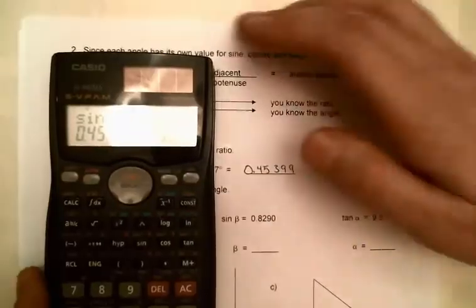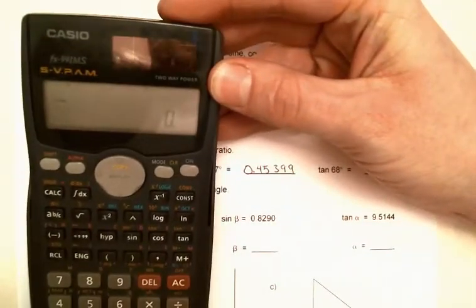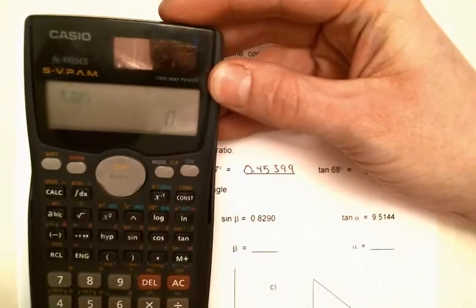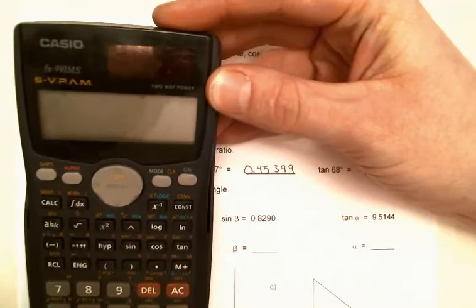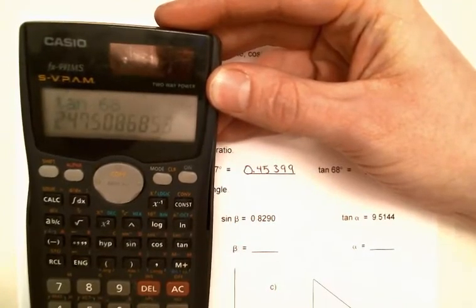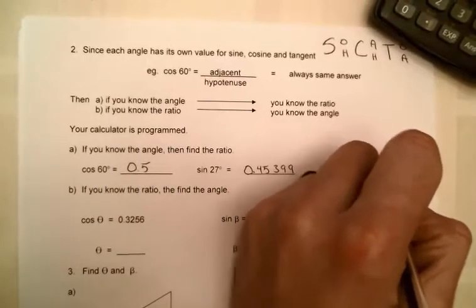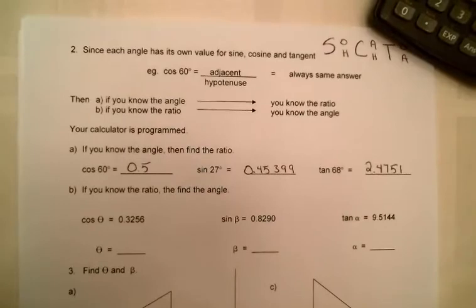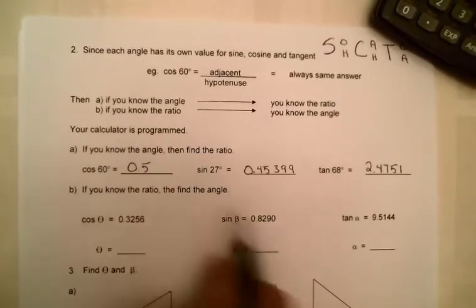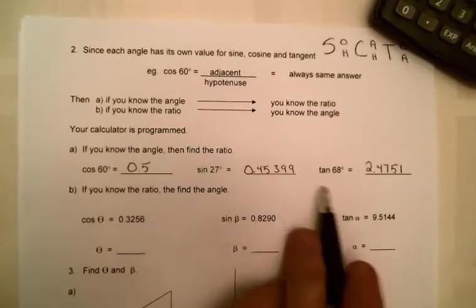And then I can do tan. There's my tan button of 68. 2.4751, I'll round it. You always want 3 or 4 decimals if it's a long decimal number. You want to maintain some precision. Okay, so cos 60 all the time gives 0.5. Sine 27 will always give that number, and so forth.